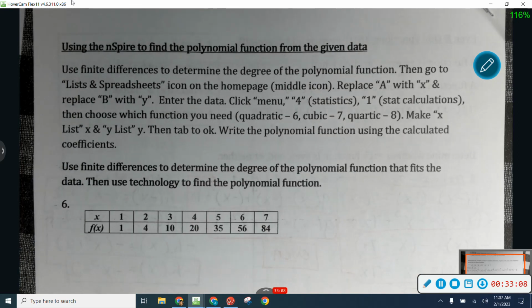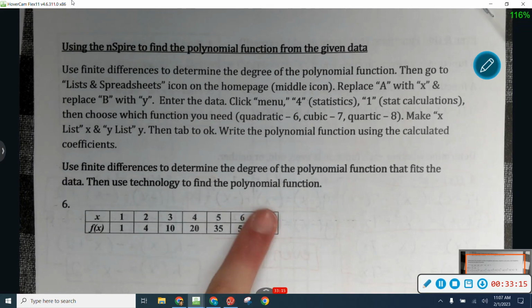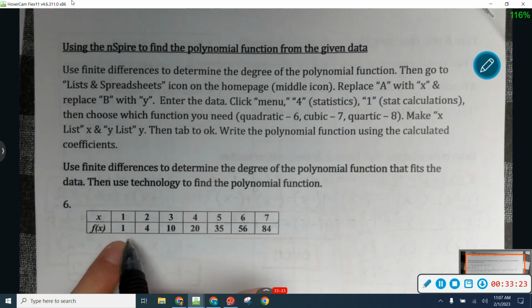So your instructions: use finite differences to determine the degree of the polynomial function that fits the data, then use technology to find the polynomial function. Okay? All of this I'm going to walk you through on the calculator. I'm not reading that. Okay? So we're going to start with finite differences.